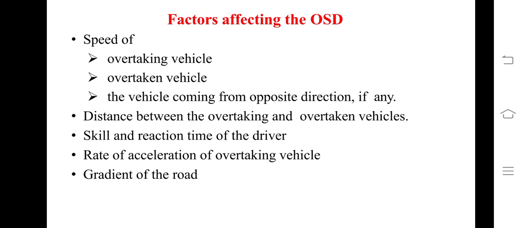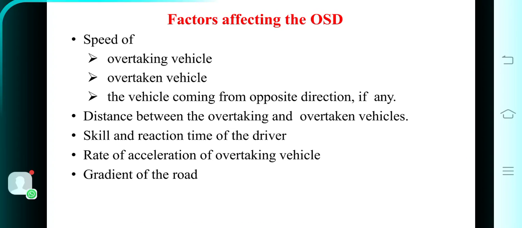There are some factors which affect this overtaking sight distance, like speed. Here the speed of the overtaken vehicle and the vehicle coming from the opposite direction are influenced. The distance between the overtaken and overtaking vehicles has to be known, and the skill and the reaction time of a driver plays a very important role. Along with this, the rate of acceleration of the overtaking vehicle and the gradient of the road are also governing factors affecting the overtaking sight distance.